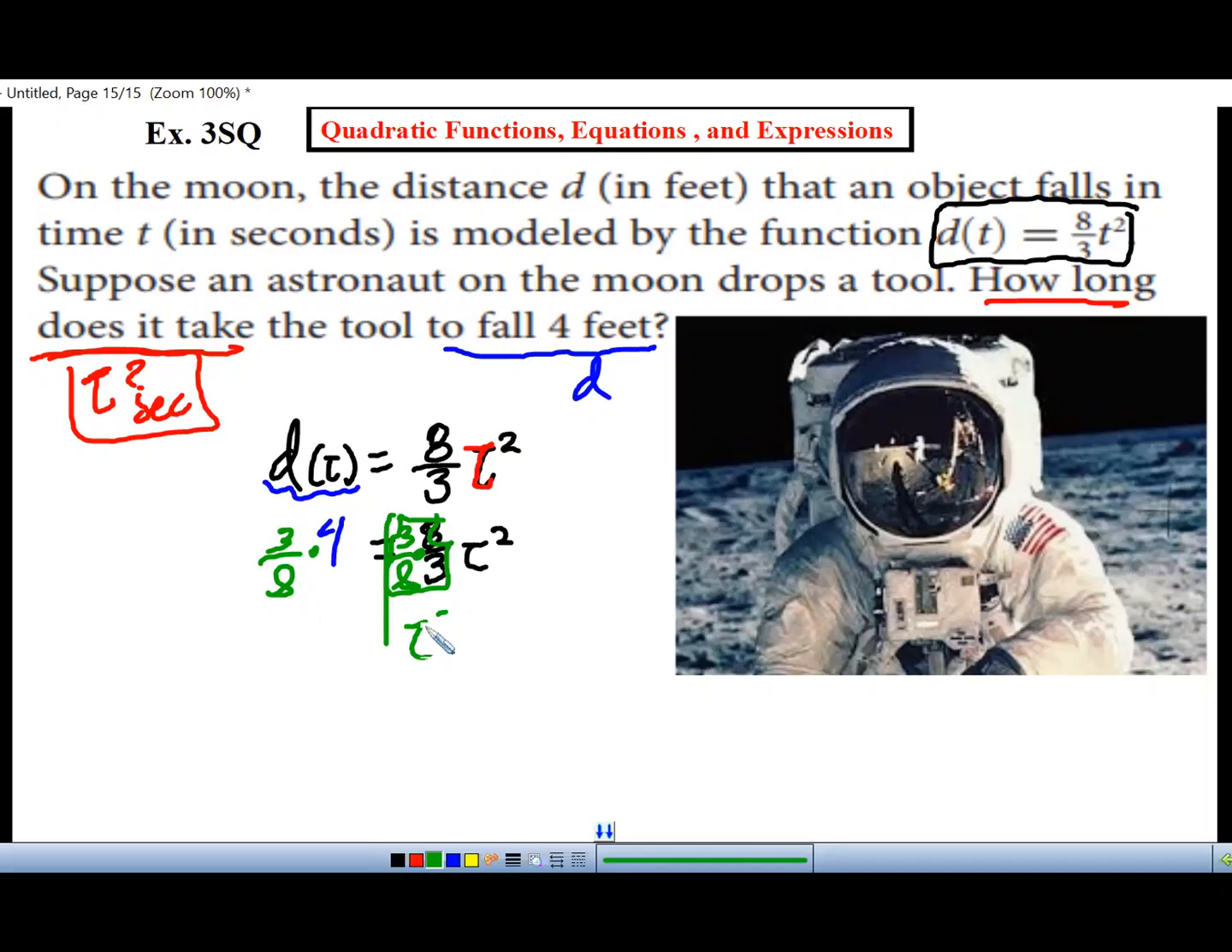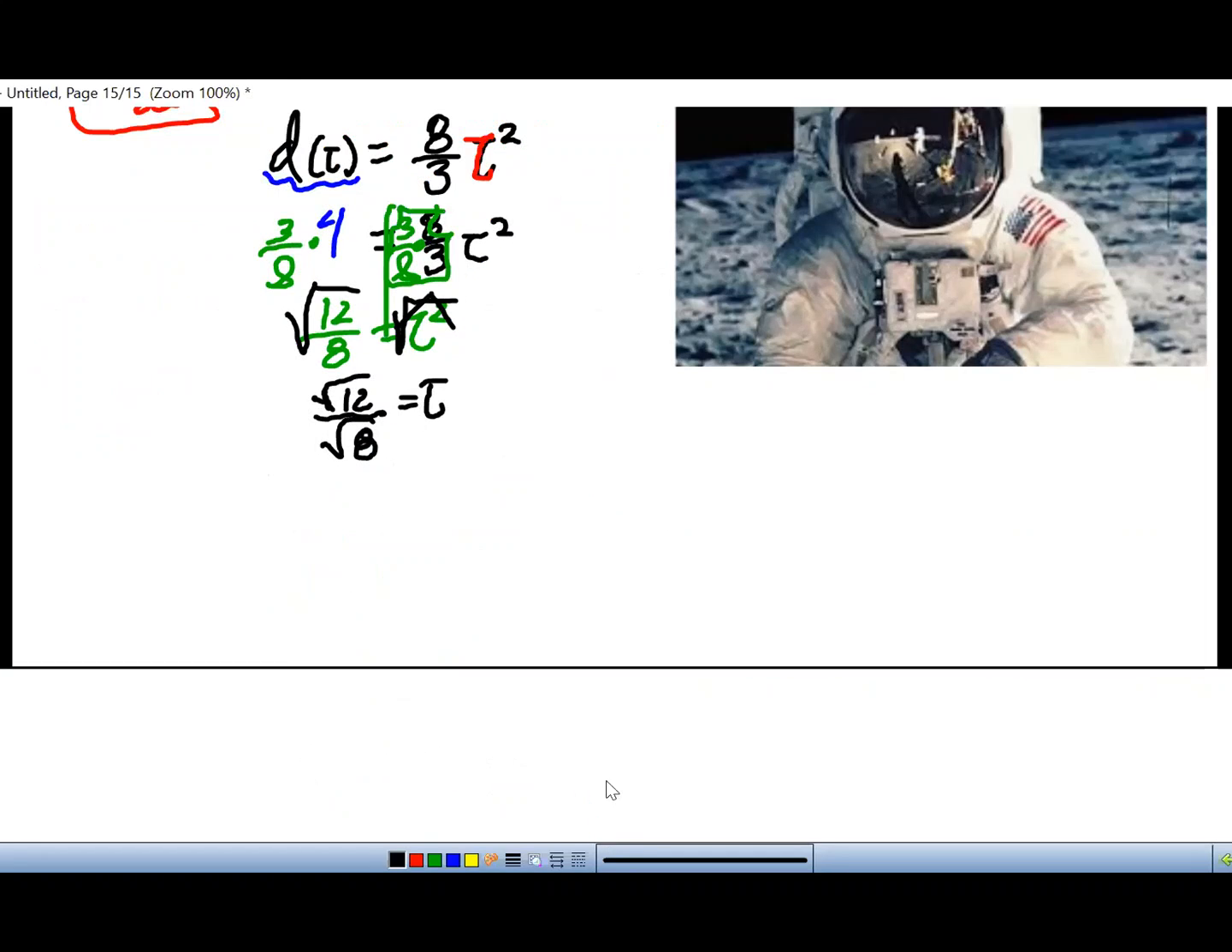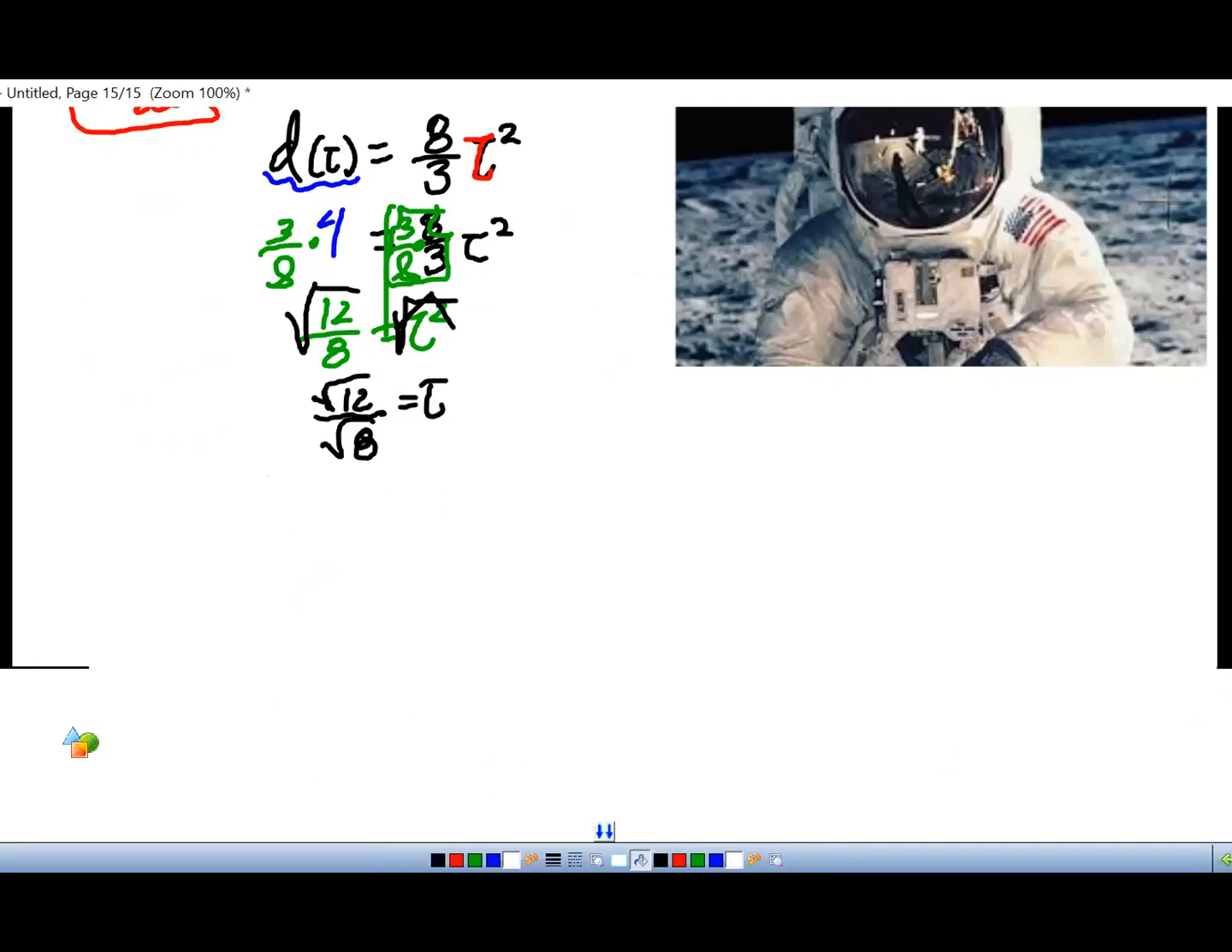So we're left with t squared equals 4 times 3, that's 12/8. All right, and how do we cancel this squared? We take the square root. So we're left with t on the right side. On the left side, we have square root of 12 over square root of 8. Question, look at it. Can we take the square root of 8? No.